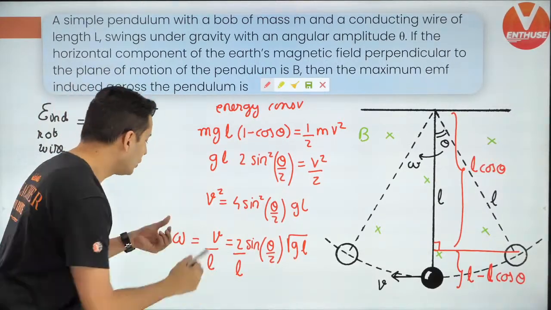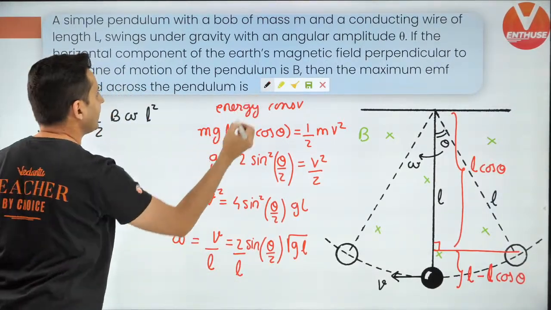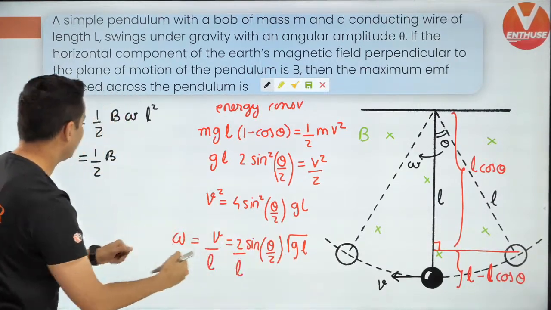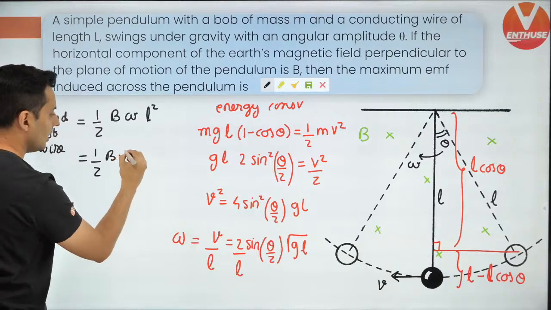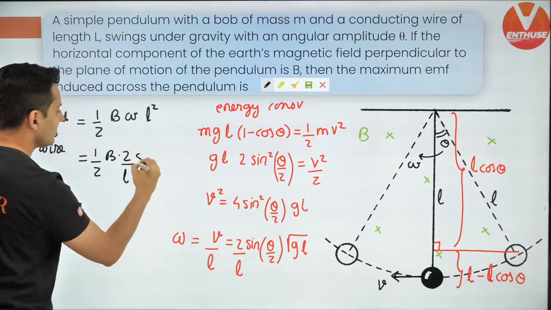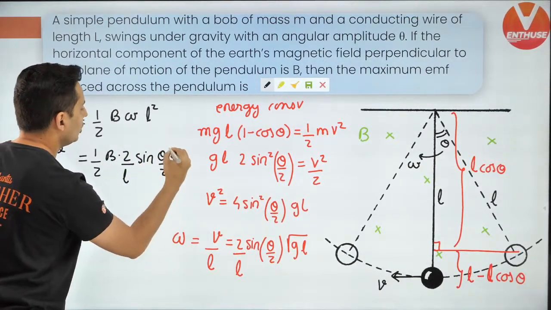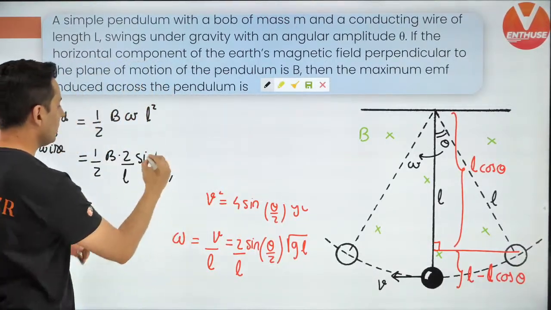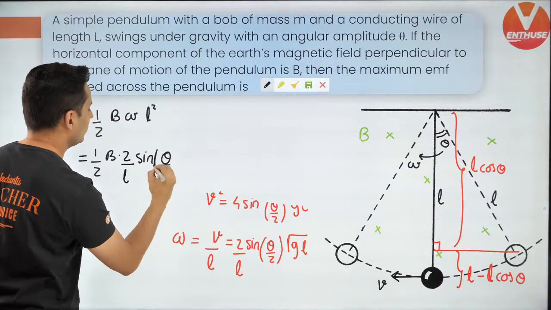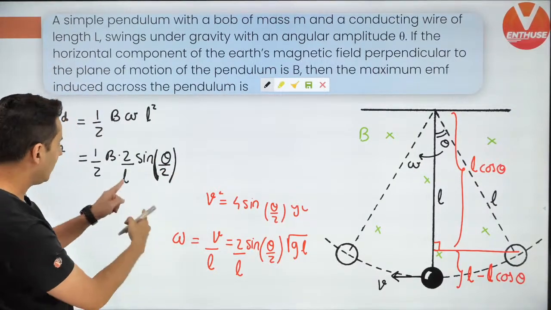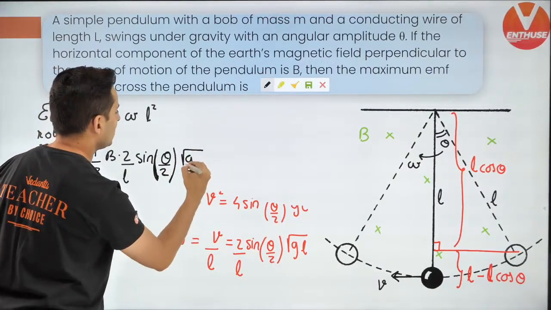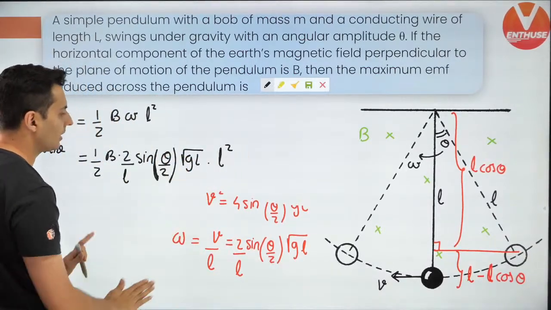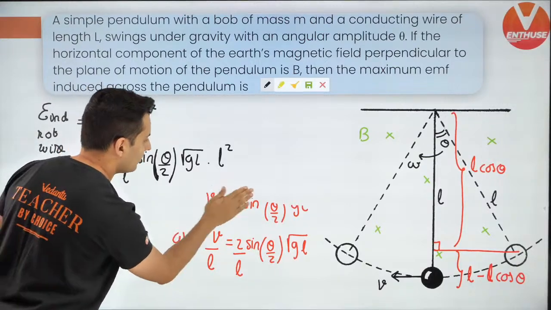Now use this omega over here and let's see what do we get. I'm going to get half B, omega is this whole thing out here. So it is going to be into 2 by L sine theta by 2. I'm going to need some space. I'm going to erase this. Sine theta by 2, that's what I'm going to get. L is gone and root GL. So omega is taken care of. Only L square from here is remaining. I'm going to erase this because this job is done.